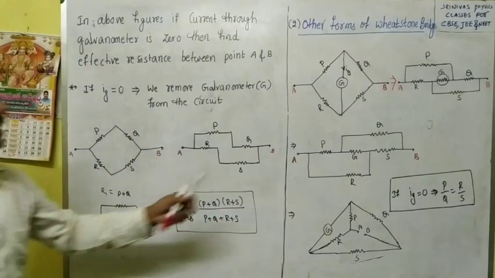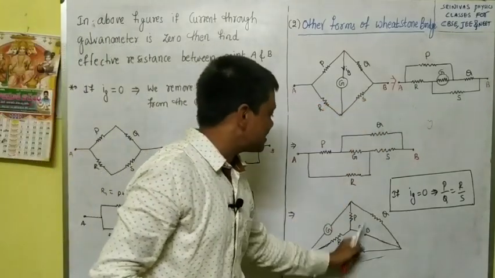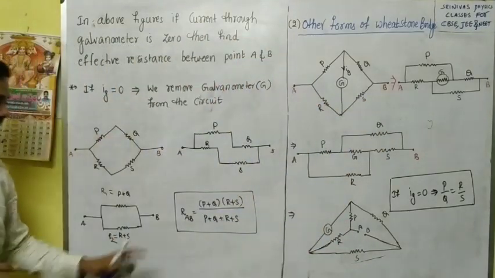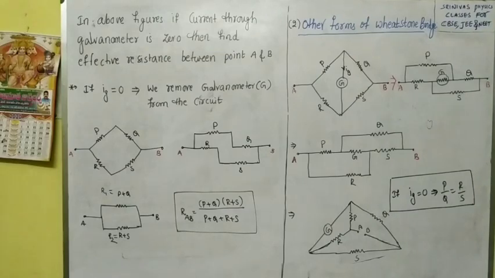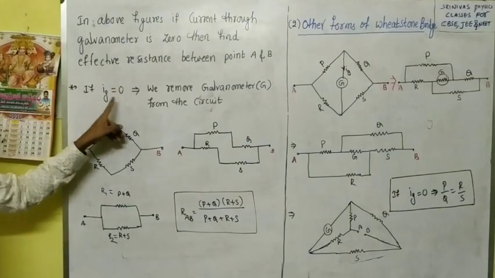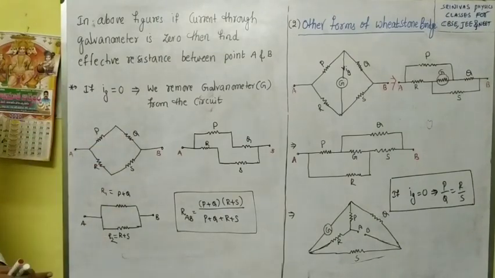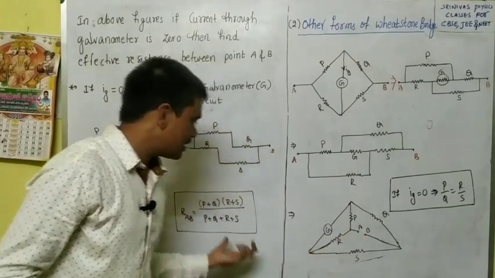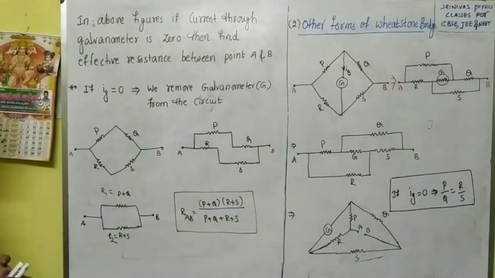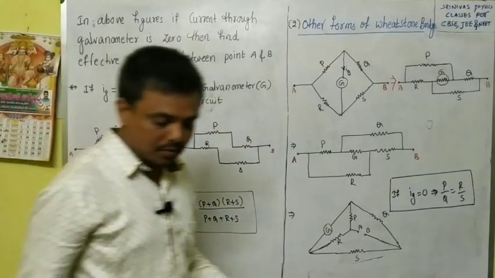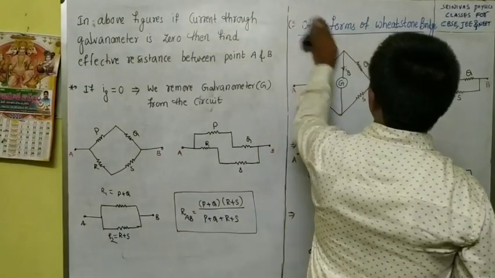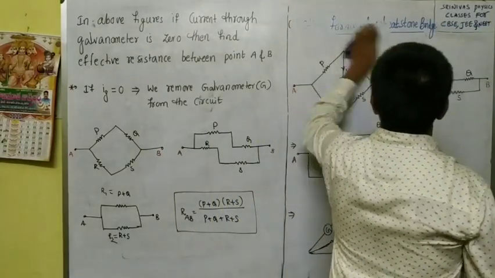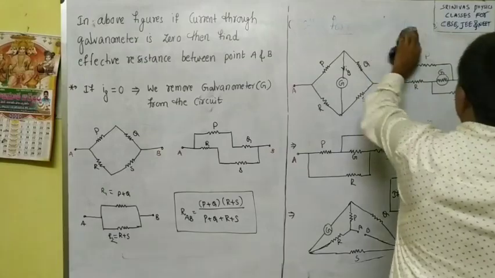effective resistance between A and B in any diagram, we can easily find out the effective resistance if they give the condition as current through galvanometer as 0, right? And this is the method to find out the effective resistance. Here also the same thing, they will give the diagram like this and ask to find out the effective resistance.